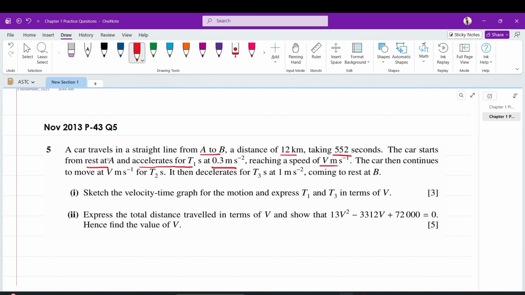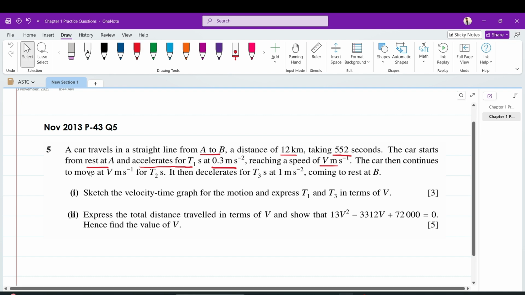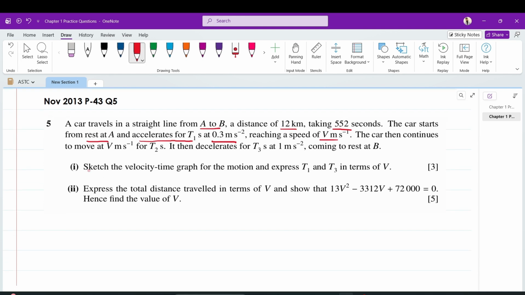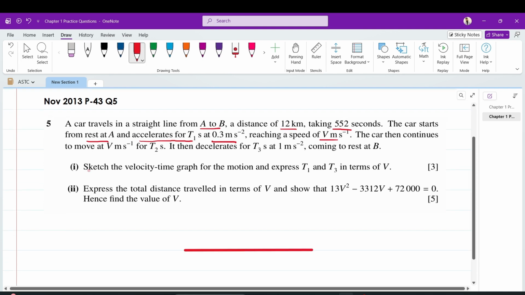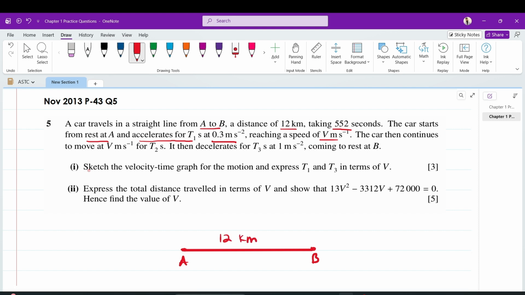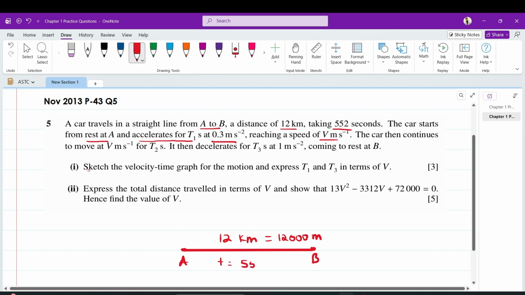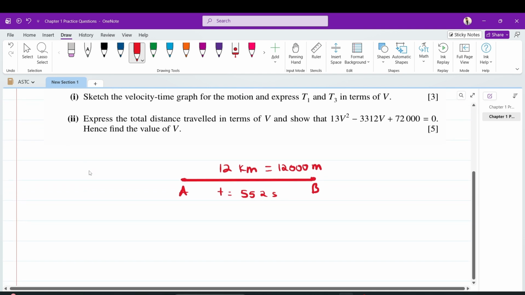v meters per second. Okay, so let me just draw this first. So between points A and B, we know that the distance is 12 kilometers, and most likely we will be doing our calculations in meters. So I'm going to convert this into meters. Time is equal to 552 seconds.